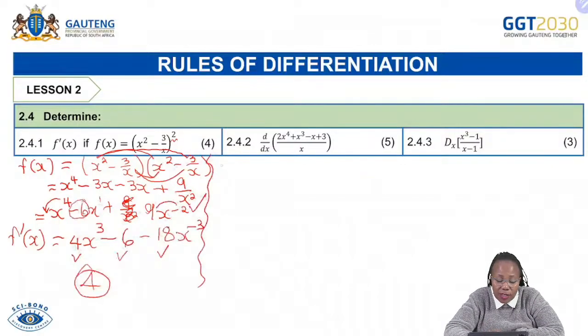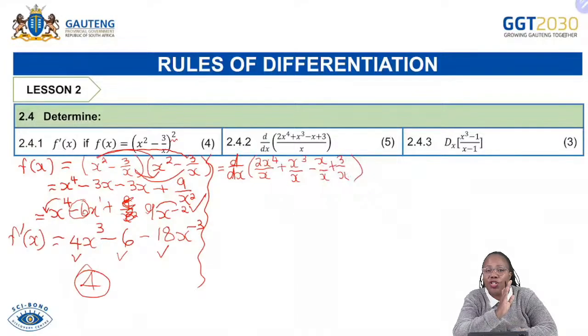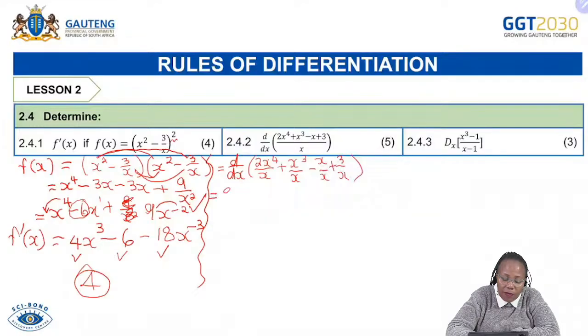So originally this was d over dx. We keep the notation because we are not yet deriving, we are simplifying. That will be 2x to the power 4 over x plus x cubed over x minus x over x plus 3 over x, close bracket. Now each term we have taken the x, and then now we continue simplification.